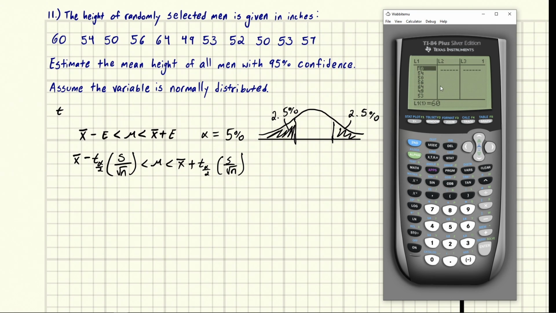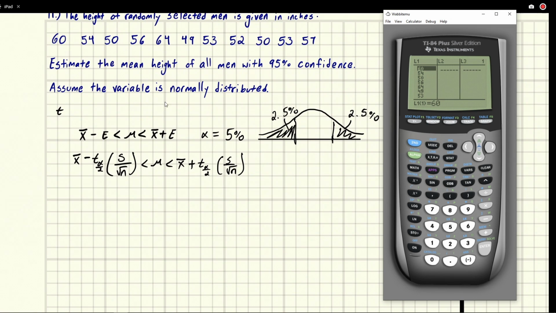All right, so now that we have that, we're going to go to the confidence interval. We want a T confidence interval, like we explained before.